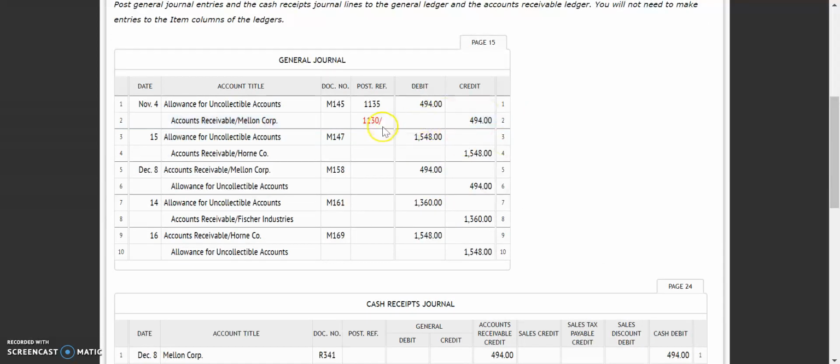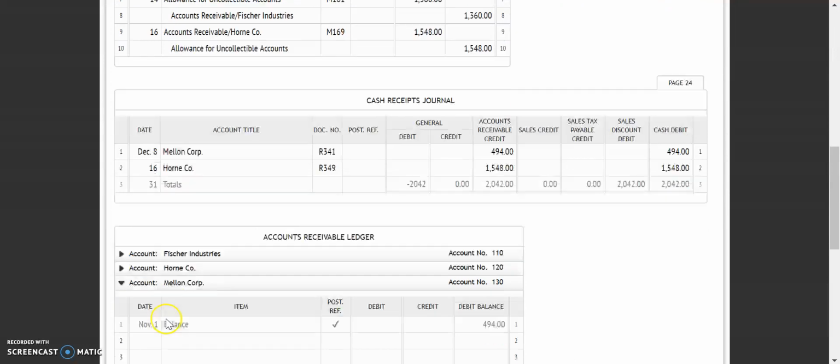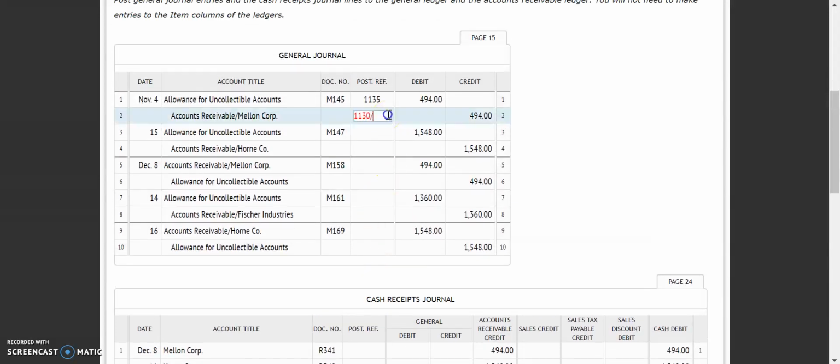Now we're not done yet because we also need to send that $494 to Mellon Corp. So we come down to Mellon Corp. We open up on the 4th. This is coming from G15. Again, it's a credit for $494. So at this point, we would be zeroed out. This is where I'm saying you do not need to write written off right here, but it would be a good idea to, because that's what you've just done: you've closed out that account because we believe that person is never going to pay us. And then we come back up and we put 130 in the post reference column.